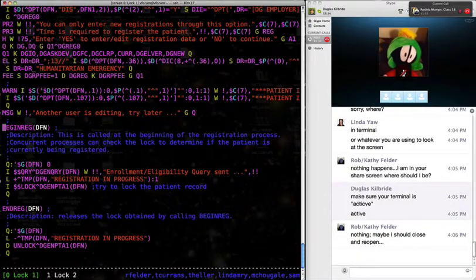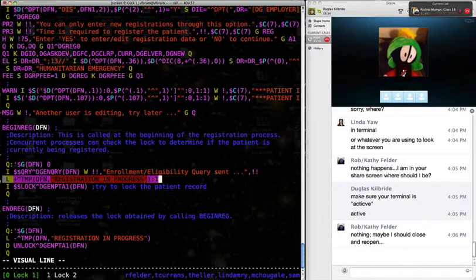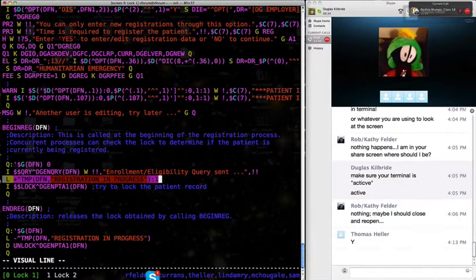Here it is. Let's see, highlight, please. No, here. Okay, do you guys see the highlighted line? Now, here's the funny thing. There is no such global called temp DFN registration in progress. This does not exist. That's really important, okay?